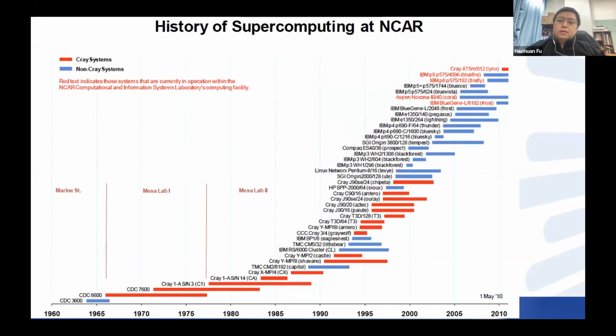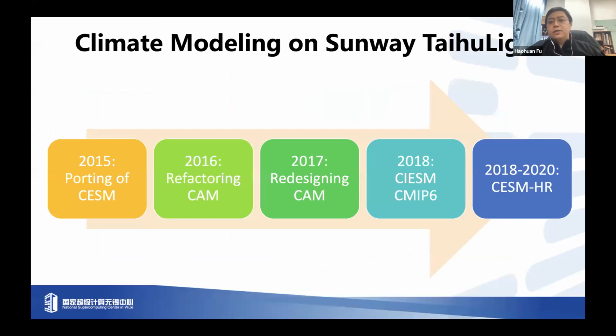So that's the challenge we were facing when we first tried to start our climate modeling efforts on the Sunway TaihuLight supercomputer. This is a very brief summary figure of all the efforts we did in the last 5 years, trying to make climate modeling efficient and usable for climate scientists on this new supercomputer.